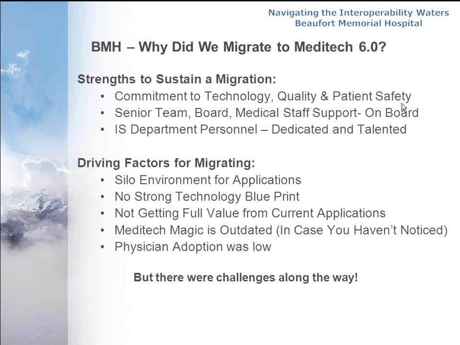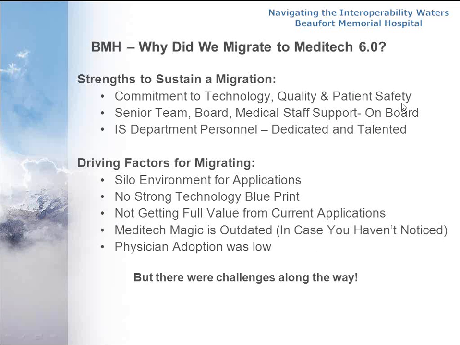So we knew that we wanted to move forward and progress, and particularly CPOE. We had a lot of support from our senior team, our medical staff and board to make those efforts if we had the right platform, and had just a really strong IT team, which is great. Even though we're a relatively small hospital, I think we've got 23 people in IT, just a really good group of people.